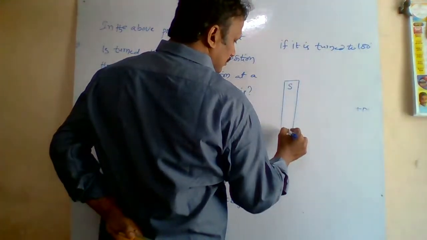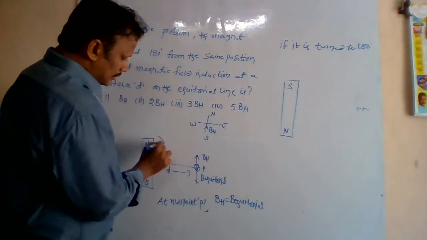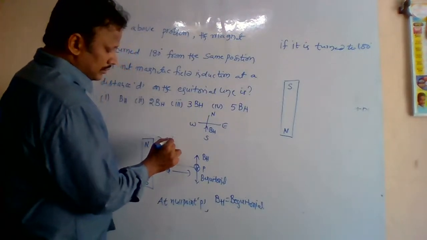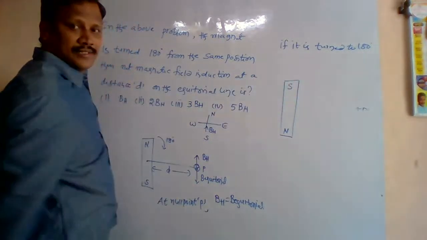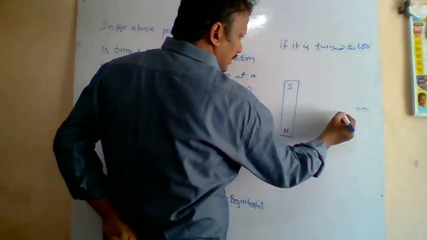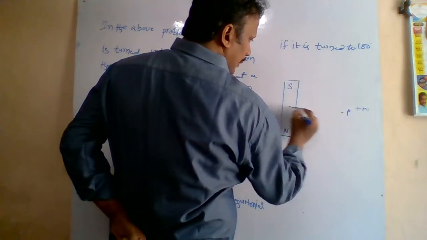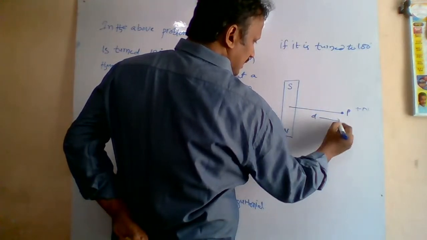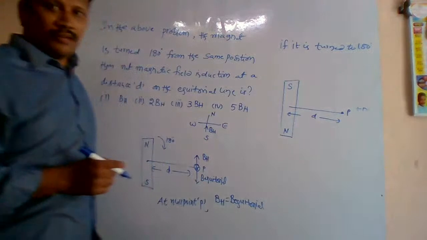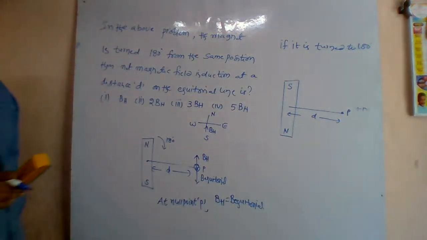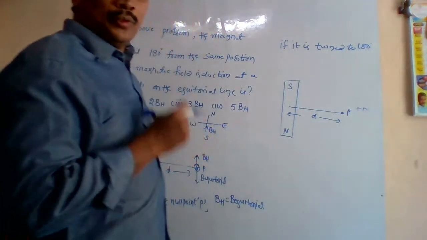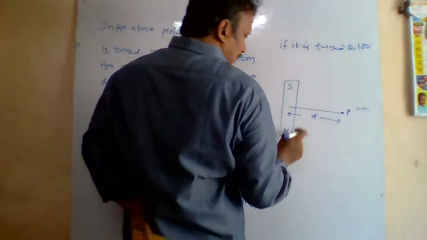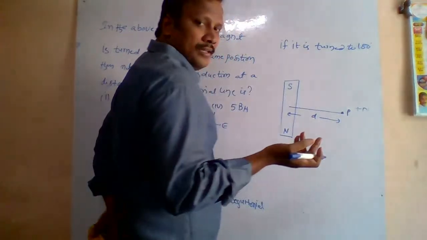So here south, north. If this magnet is turned to 180 degrees, the new equation becomes like this. From here to here, same point P, and the distance D is there. Now in this position, wherever that magnet is turned to 180 degrees, what happened here? At that point, how many fields are acting? Two fields. So with respect to this bar magnet, that point is again on the equatorial.